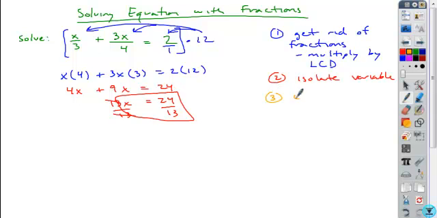Now, it's a good idea to check your solution again, in this case, if you have enough time to go back and do that. With fractions, you're probably less likely to test it, but it's still a good idea to do it.